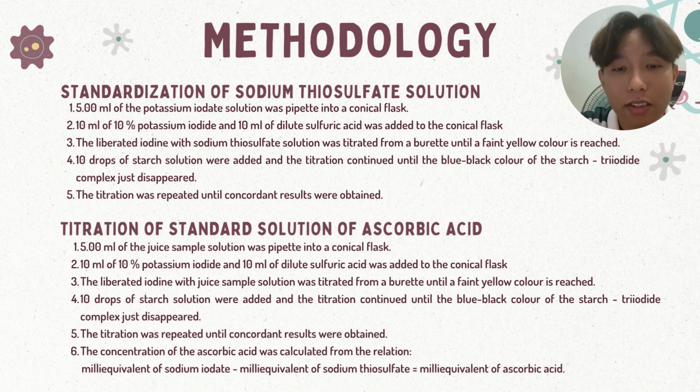Next part is titration of standard solution of ascorbic acid. First of all, 5 ml of the juice sample solution was pipetted into a conical flask. Then 10 ml of 10% potassium iodide and 10 ml of dilute sulfuric acid was added to the conical flask. The liberated iodine with juice sample solution was titrated from a burette until a faint yellow color is reached. Then 10 drops of starch solution were added and the titration continued until the blue-black color of the starch triiodide complex just disappeared. The titration was repeated until concordant results were obtained. The concentration of the ascorbic acid was calculated from the relation milli-equivalent of sodium iodide minus milli-equivalent of sodium thiosulfate equal to milli-equivalent of ascorbic acid.